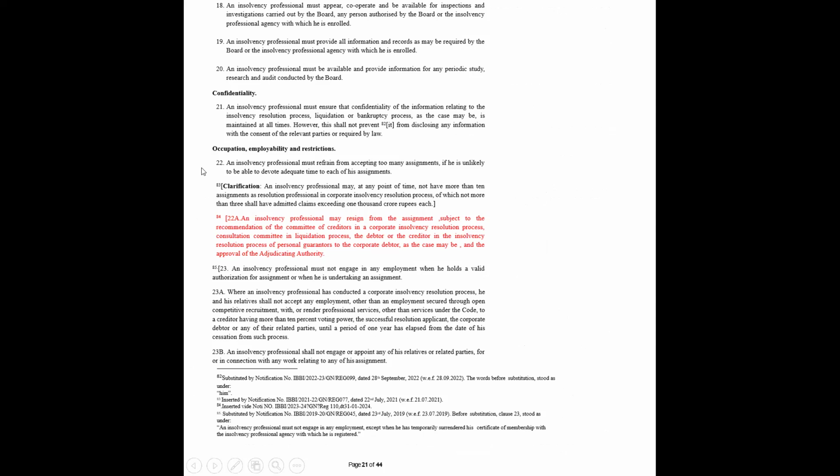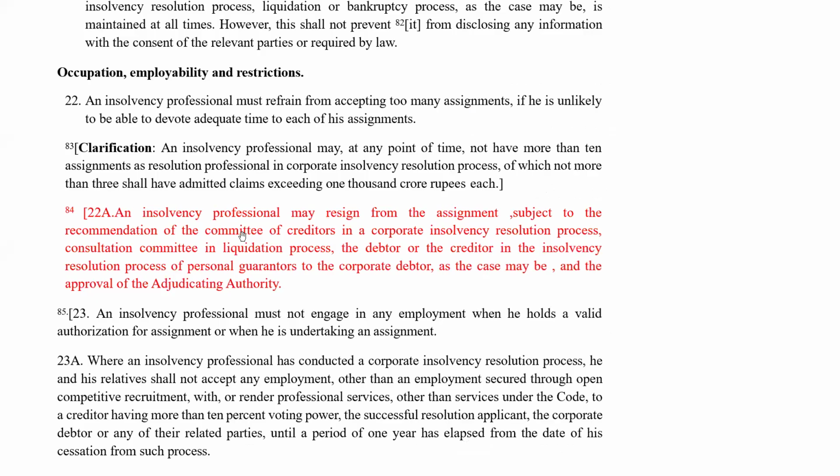ये यहां पर इंपॉर्टेंट है रिगार्डिंग ऑक्यूपेशन. क्या वो कहता है, ये कहता है कि एन इंसॉल्वेंसी प्रोफेशनल मे रिजाइन फ्रॉम द असाइनमेंट सब्जेक्ट टू द रिकमेंडेशन ऑफ द सीओसी इन ए CIRP, consultation committee in liquidation process, the debtor or the creditor in the insolvency resolution process of personal guarantor to the corporate debtor as the case may be, and the approval of the adjudicating authority. ठीक है. तो सबसे पहले इनकी रिकमेंडेशंस के हिसाब से उसको रिजाइन करना है और फिर अप्रूवल भी हो जाए. भाई भाग नहीं सकता वो. अगर आपने एक IP के असाइनमेंट ले लिया तो इनसे भी रिकमेंड कराएगा और उसके बाद में फिर अप्रूवल भी होगा. देन ही विल बी डिस्चार्ज फ्रॉम हिज ऑब्लिगेशंस.